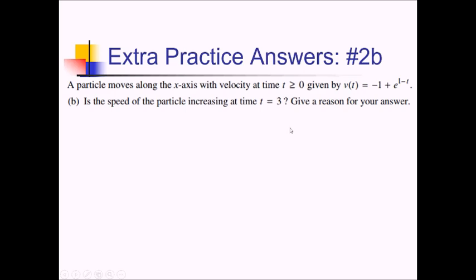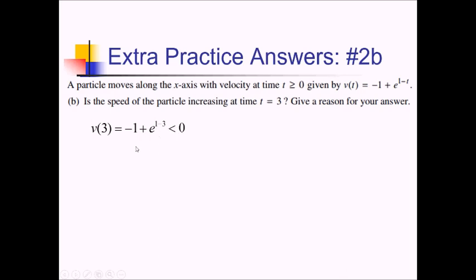Let's deal with velocity first. So that would just be v of 3, which is just going to be negative 1 plus e to the 1 minus 3. So does this thing come out negative or positive? Well, this is really e to the negative 2, which is 1 over e squared, which is a number that is less than 1. So if I have negative 1 plus something less than 1, that has to come out negative.